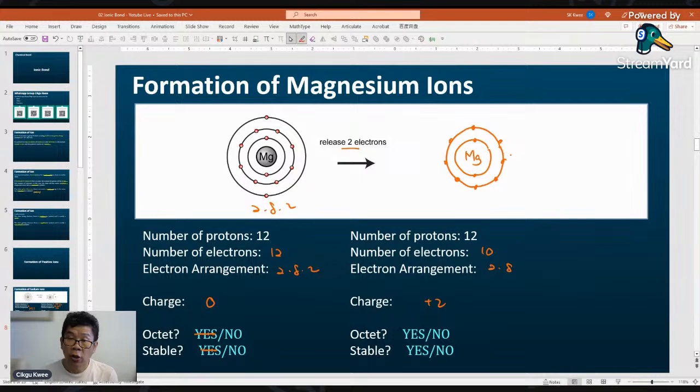Okay, so if it's an ion, then we will put a square bracket and then put the charge at the upper right corner, 2 positive. That is how we draw the dot and cross diagram for an ion. So that is how the formation of magnesium ions occurs. It releases 2 valence electrons and then forms ions.